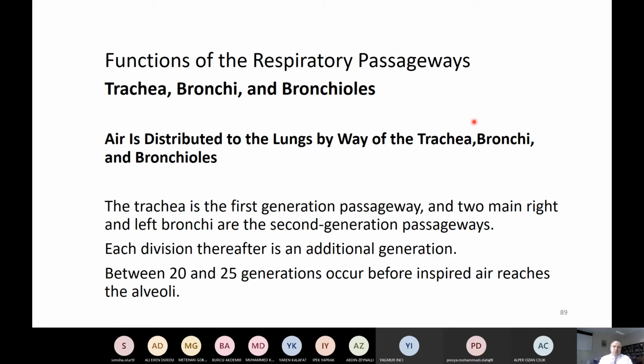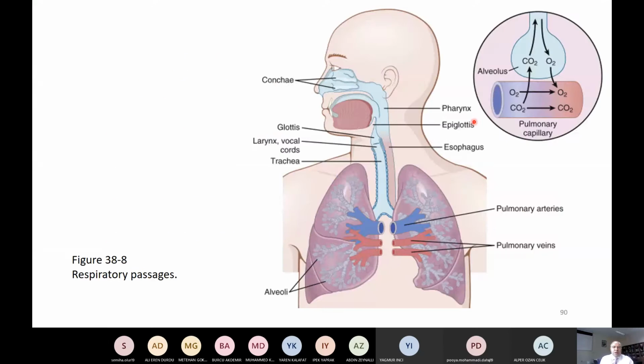Trachea, bronchi, and bronchioles. Air is distributed to the lungs. The trachea is the first generation of passageway, and the two main right and left bronchi are second generation passageways. Each division thereafter is an additional generation. So there will be 20 to 25 generations before inspired air reaches the alveoli.